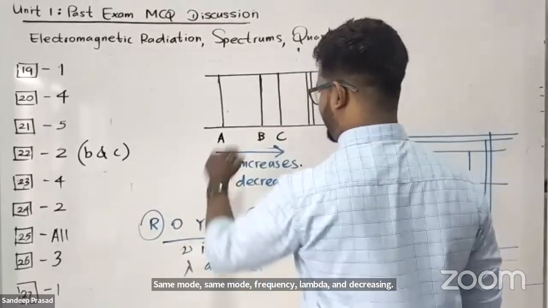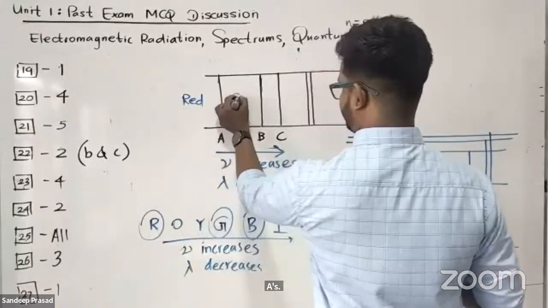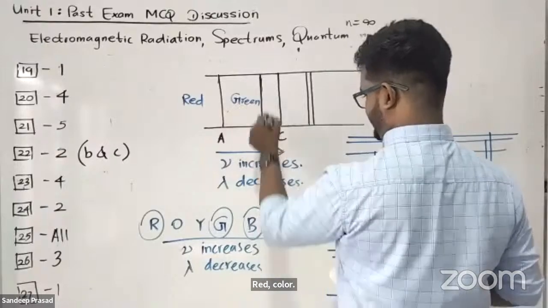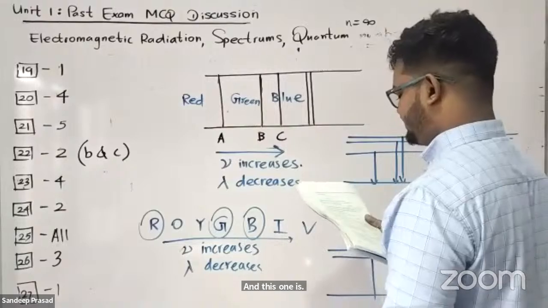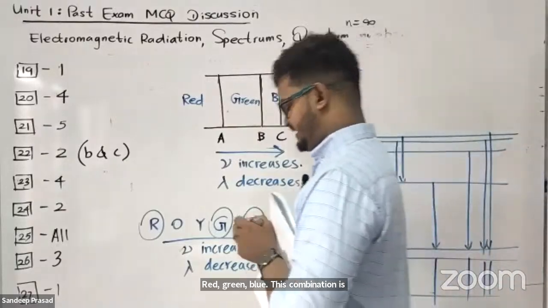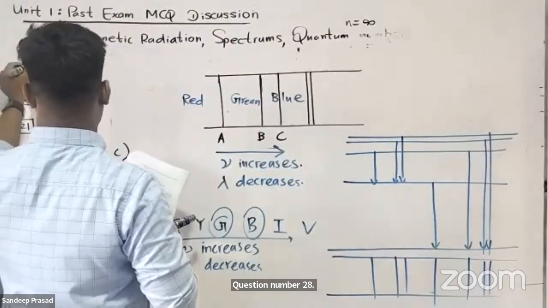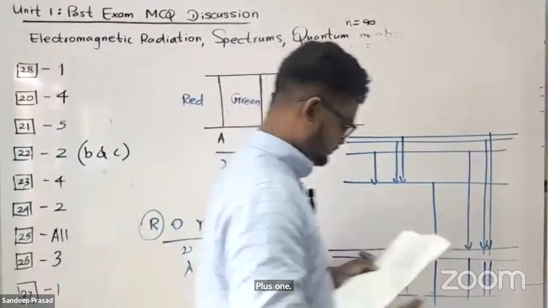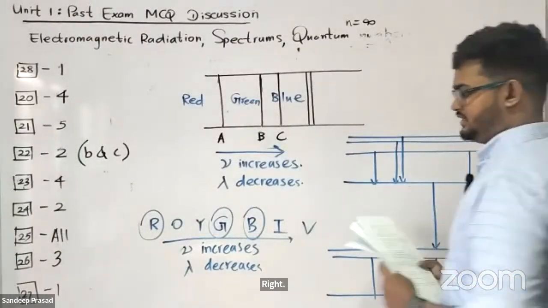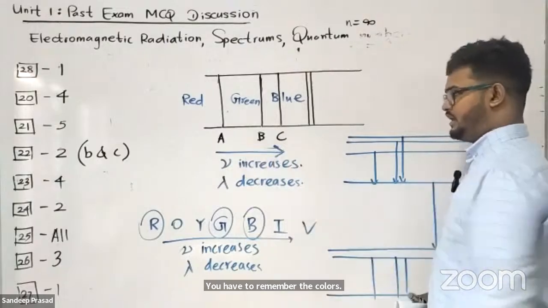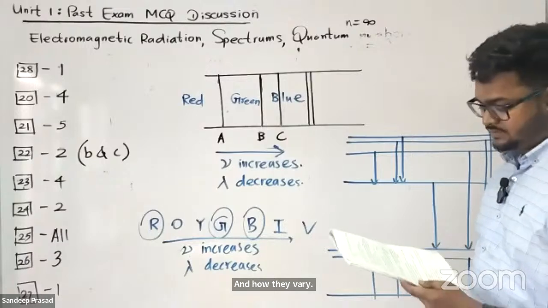So therefore we can say that A is red color, B is green color, and this one is blue color. Red, green, blue, this combination is given in the correct order. Question number 28 answer is the first one, the correct order. Right? You have to remember the colors in the visible light region and how they vary. We have discussed the electromagnetic spectrum now.